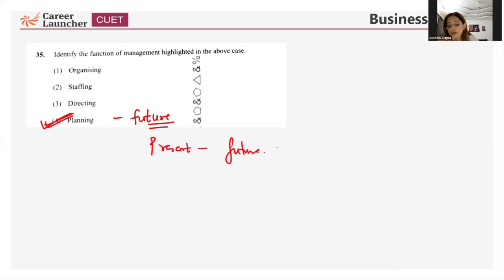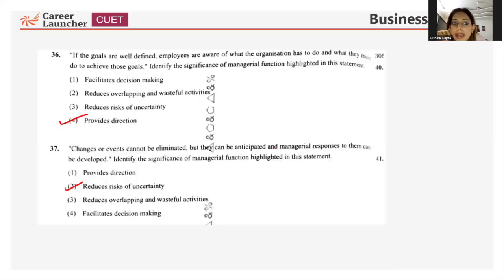Moving on, if the goals are well defined, employees are aware of what the organization has to do, and what they must do to achieve these goals. That means it is providing direction. I have set a target for my organization to be 1 crore, and I have told everybody in the organization that the work they will do will help me in achievement of this particular goal.